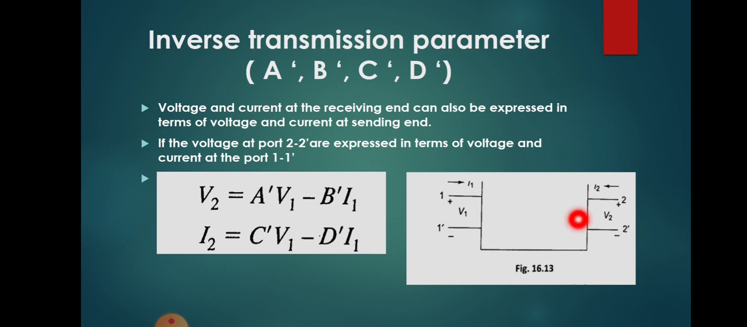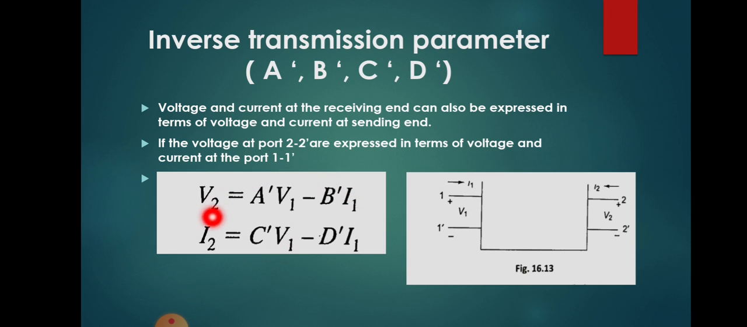See, this is the diagram. Here 1 dash is the sending end, 2 dash is the receiving end. Voltage at 2 dash is V2 and current is I2, and voltage at the sending end is V1 and current at the sending end is I1. In the case of inverse transmission parameters, we are representing the voltage and current at the receiving end in terms of voltage and current at the transmitting end. That means V2 and I2 are dependent variables and V1 and I1 are independent variables. So we can write the output voltage V2 equal to A dash V1 minus B dash I1, and I2 is represented as C dash V1 minus D dash I1.